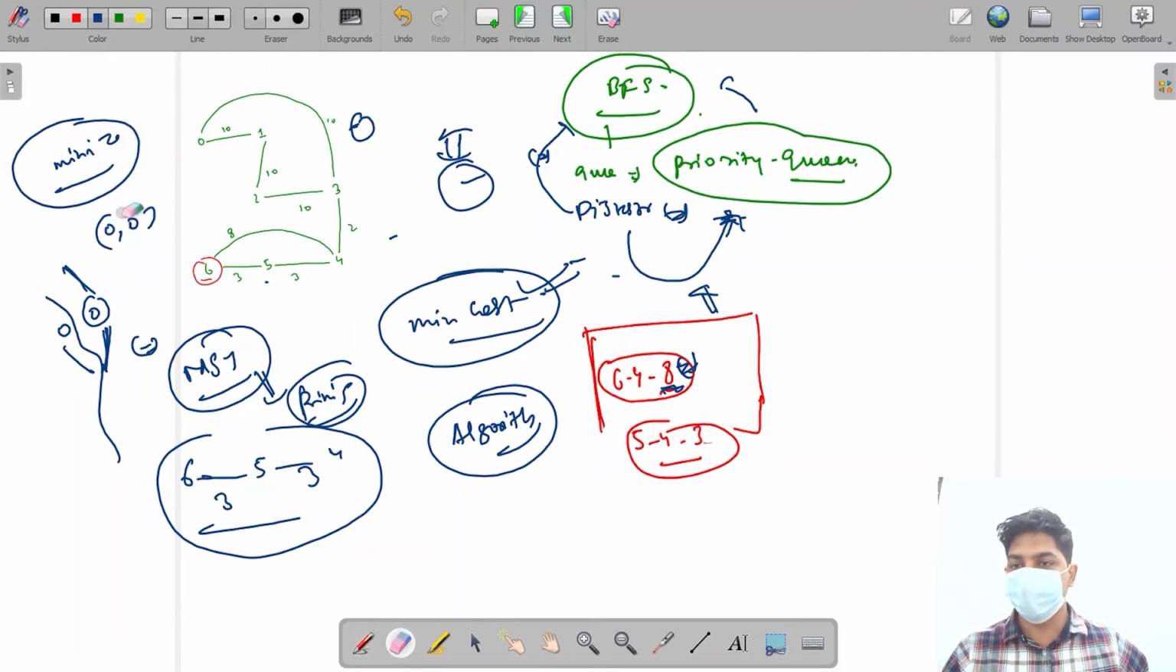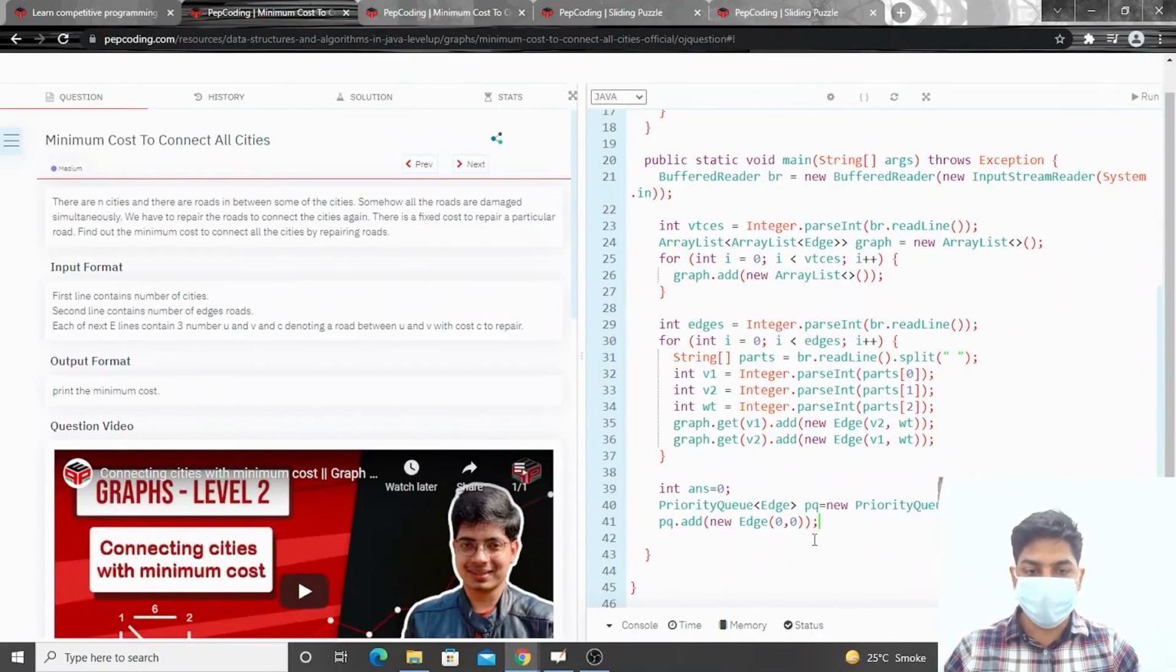So initially I am pushing, meaning adding, any source node. So I am adding 0 with a weight of 0. So that is what I have done over here. So priority queue dot add edge of 0 comma 0.